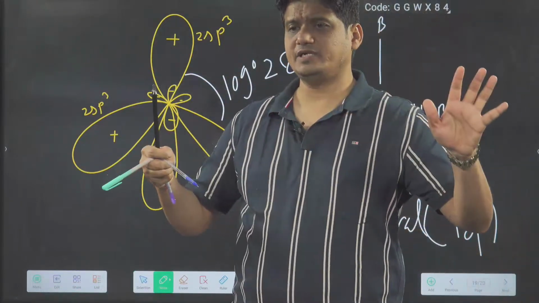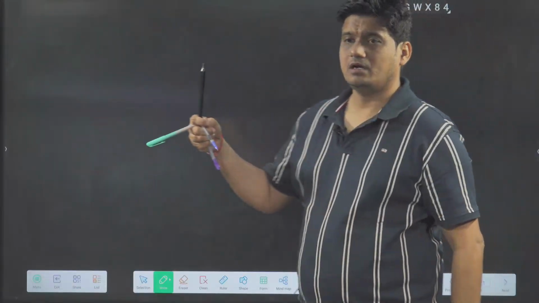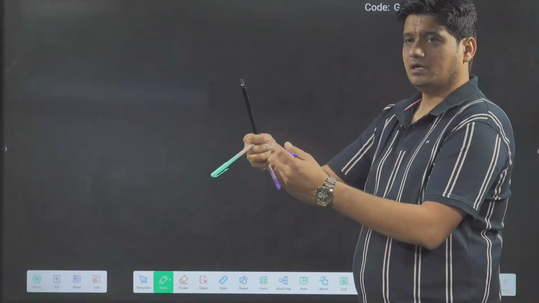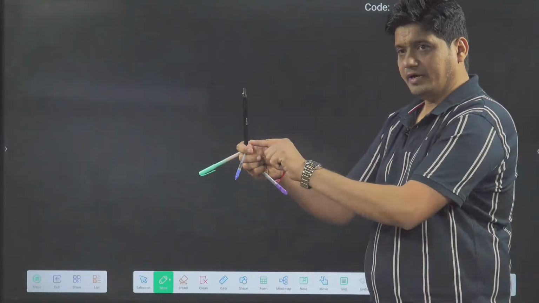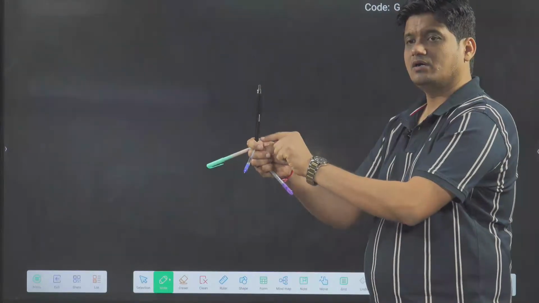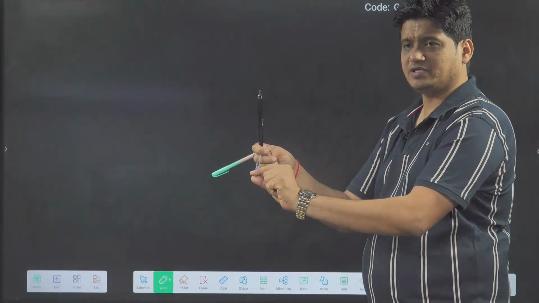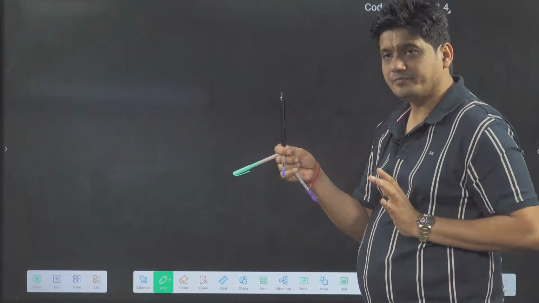Okay, firstly I'll explain tetrahedral here. Listen carefully. Observe, please. In this way better clarity will come. Assume this is one big lobe of sp3, another big lobe of sp3, next and next. This angle is 109 degrees.